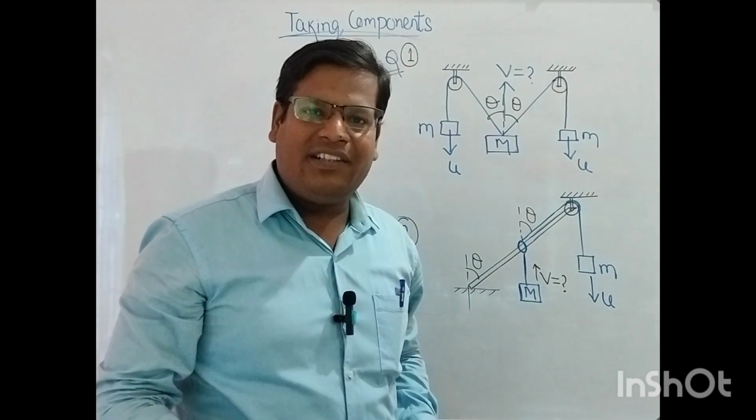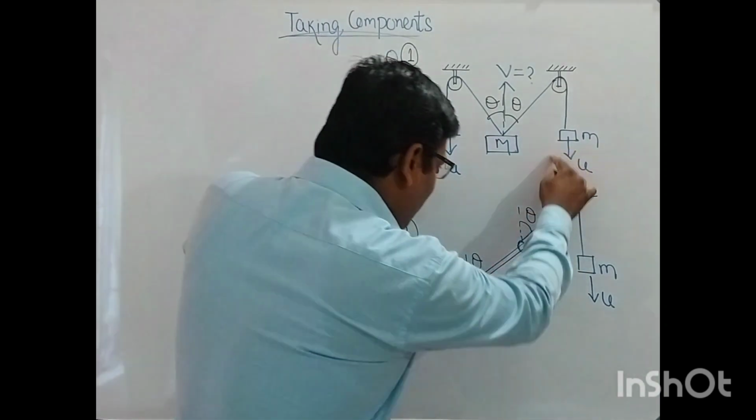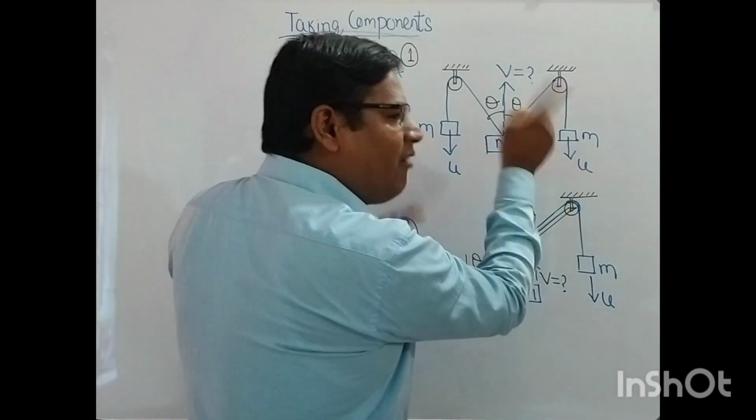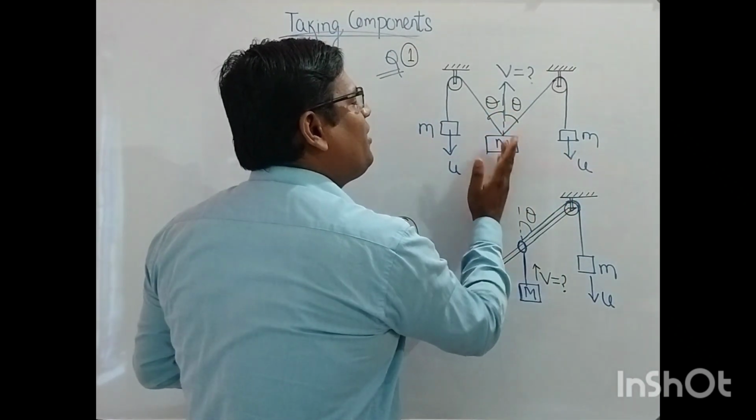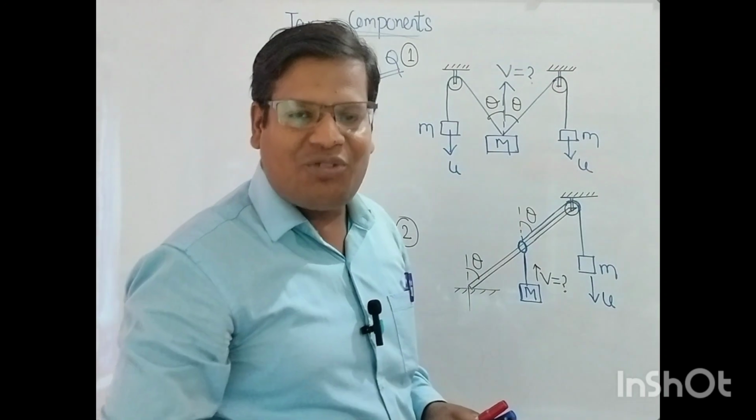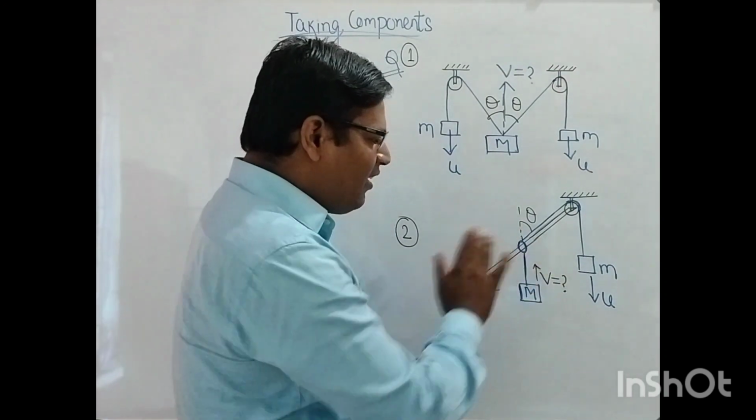Hope you understood the question. So these two blocks are going down with speed u meter per second. Find out the velocity of this capital block M with which it has to move up. Here the question is little different.